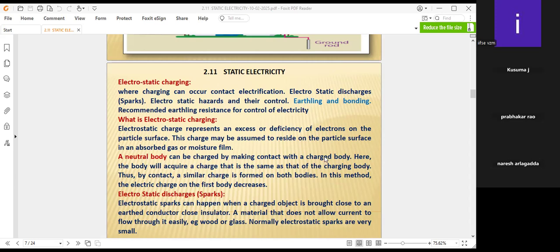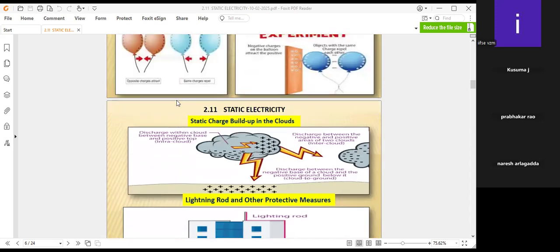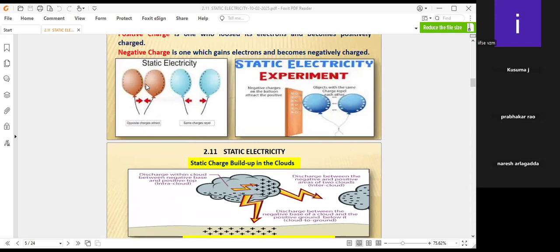By donating this charge to the neutral body, definitely there is a lack of electrons in the charged body. Thus, by contact, a similar charge is formed on both bodies like this. You see, similar charges repel each other.